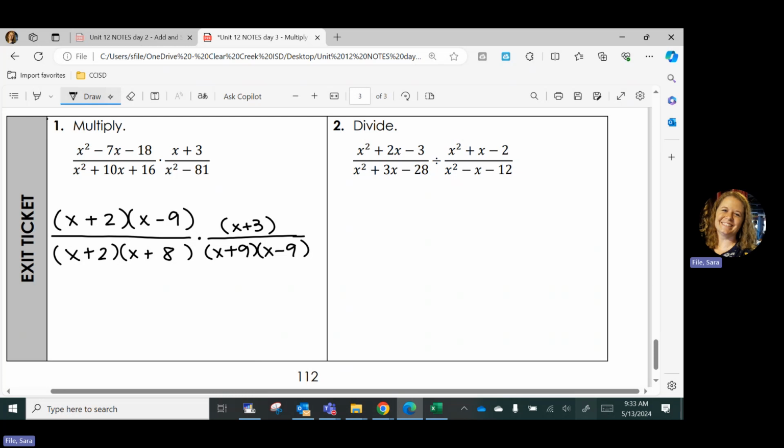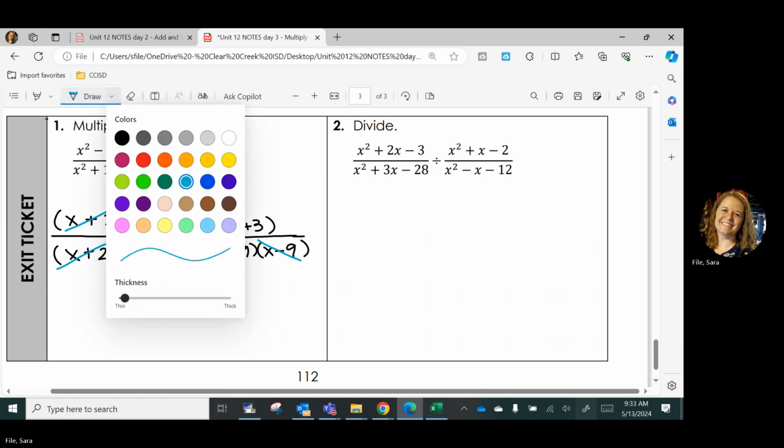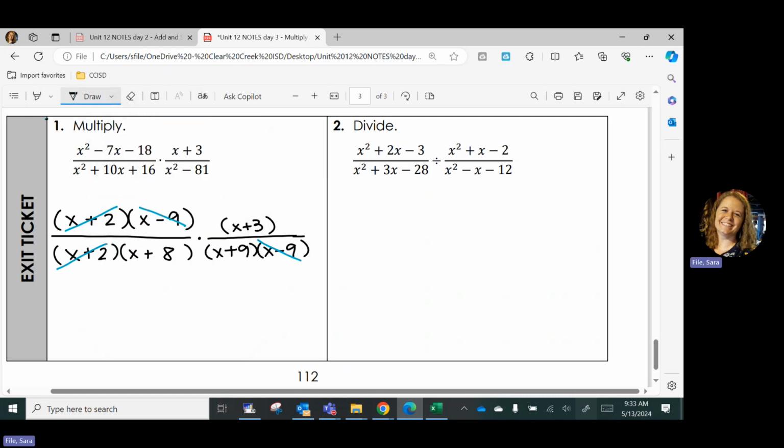So now we're looking for any common factors in the numerator and denominator that can reduce. You see the x plus 2 right away, and then the x minus 9, and that's it. So what we're left with in simplified form is x plus 3 over, and we've got an x plus 8 and an x plus 9.